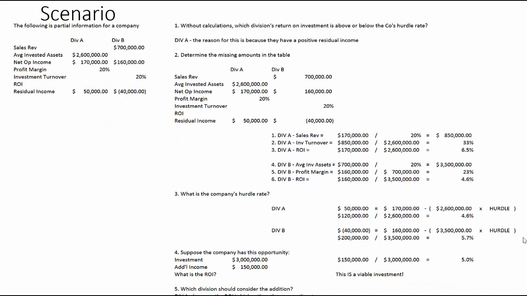Now, if the company has an opportunity to invest $3 million for an additional income of $150,000, the ROI on that investment is $150,000 divided by 3 million equals 5%. This is a viable investment, and division A would be the division that would consider it because it's a higher hurdle rate than what they currently get. Division B would not consider it because it's lower than their current hurdle rate.